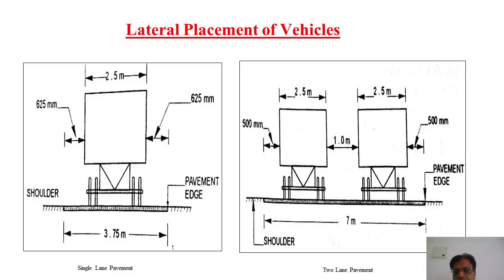In case of a two lane, the two lane road is having a 7 meter width. So the maximum width of the vehicle is 2.5 meter. So the clear gap between the two vehicles is 1 meter. So you should maintain 1 meter in order to avoid accidents. So the remaining 500 mm, or 0.5 meter, from the edge on both the sides. So this is the lateral placement of the vehicle in case of a single lane as well as in the case of a two lane.